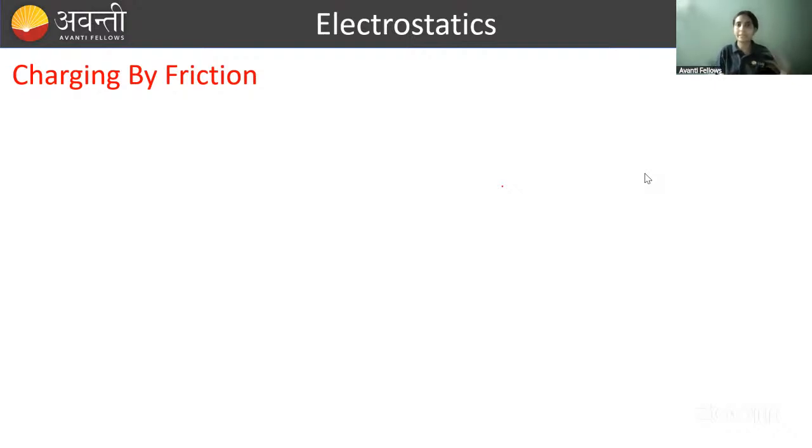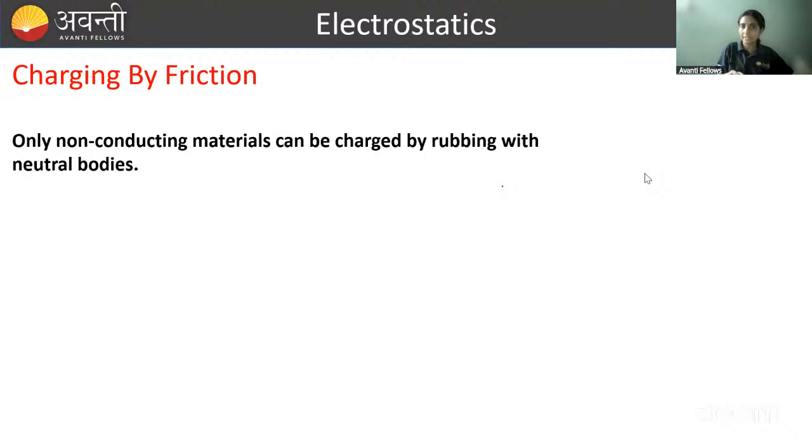So what happens there? Paper gets attracted towards the comb, right? Janvi, Haveri. Okay. Done it. So what happened there? You are taking the comb to the hair, you are rubbing it. So by rubbing, we can allow charge transfer to happen. That is called charging by friction, basically. So there is one condition: only non-conducting materials can be charged by rubbing with neutral bodies. Okay, only non-conducting. Because when you are rubbing things, what happens?